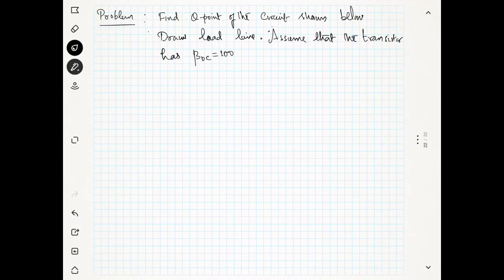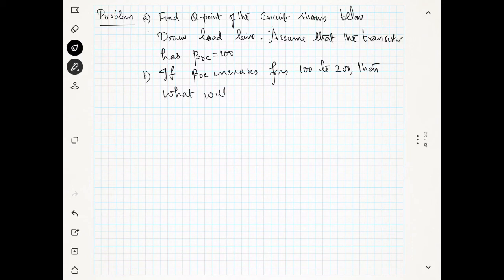So this is the question, and part B: if beta DC increases from 100 to 200, then what will be the percentage change in IC and VCE? The circuit is given here.